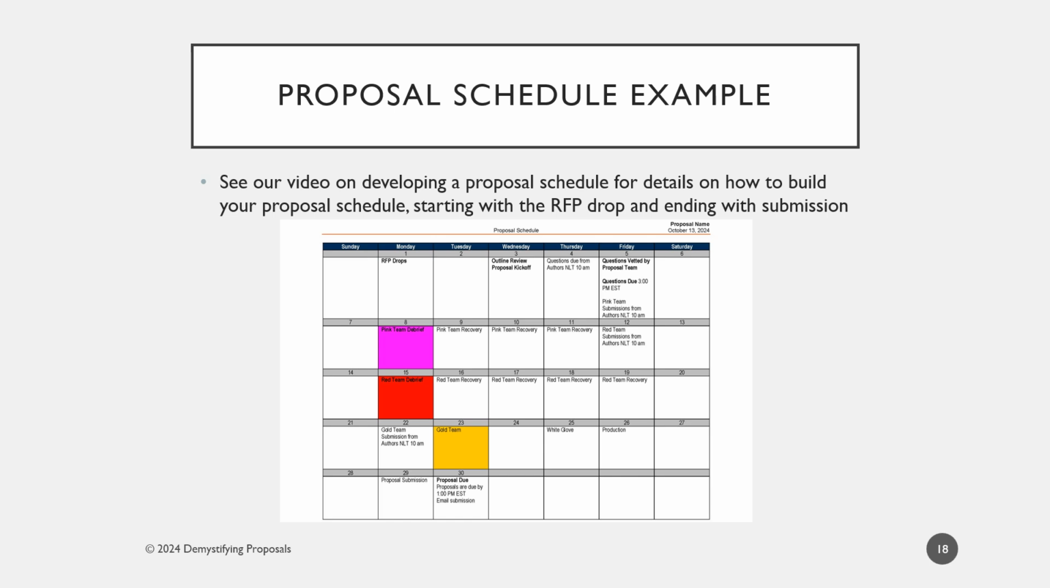Here's an example of a proposal schedule. We do have a video on how to develop a proposal schedule from beginning to end in terms of starting with the RFP drop, ending with submission, and then how you do your color reviews in between those two critically important dates.